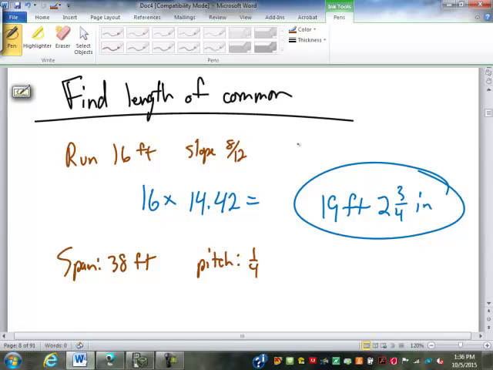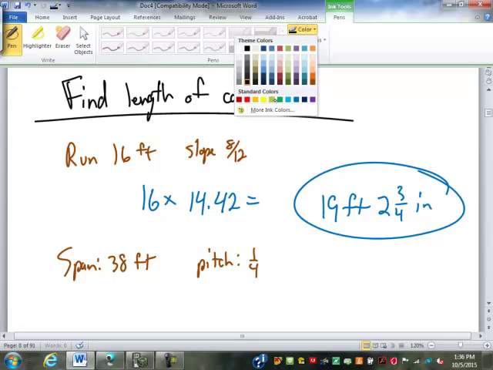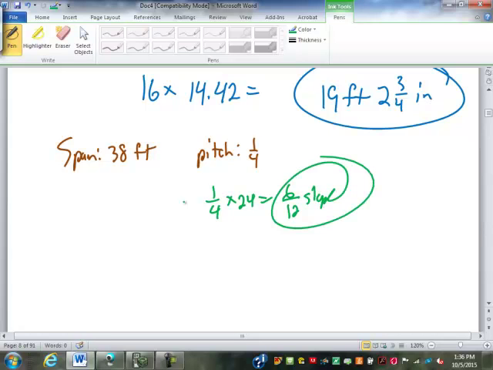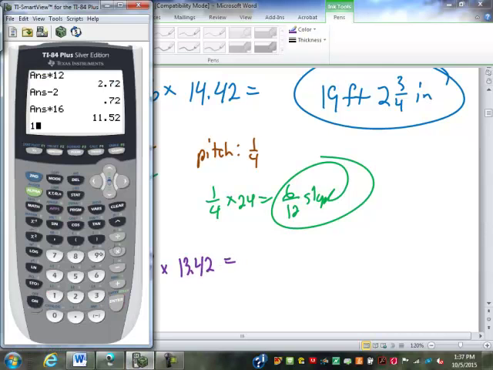Or you might be given a span of 38 feet and a pitch of 1/4. First thing we got to do is 1/4 times 24 is a 6/12 slope. The run is going to be 19 feet. So it's going to be 19 times 13.42, which is 254. You guys can go from there, right? Anybody not sure how to go from there to get feet, inches, and sixteenths?